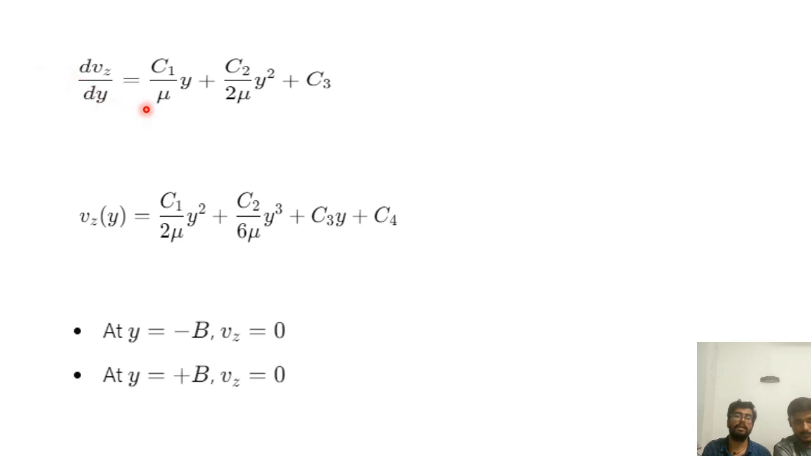And after integrating it once, the y term will come. Here y square by 2 term will come. And this is the constant, first constant. And again, if we integrate this, we will get the velocity profile. Again, here y is there, so y square by 2 term will come. Here y square by 2, it will become y into 1 by 3 y cube. It will be y cube by 6 plus c3y plus c4.